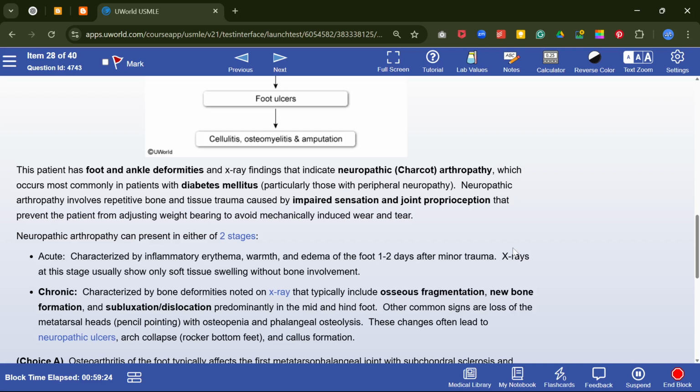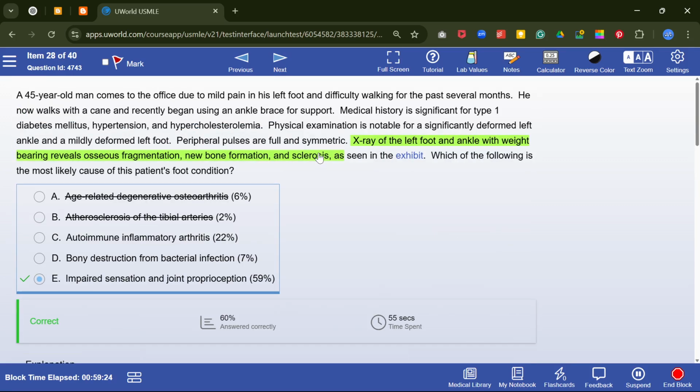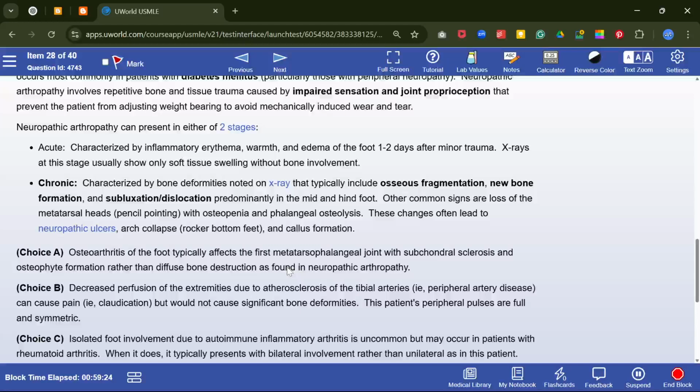This patient has foot and ankle deformities. X-ray findings include neuropathic Charcot arthropathy, which occurs most commonly in patients with diabetes mellitus, particularly with peripheral neuropathy.